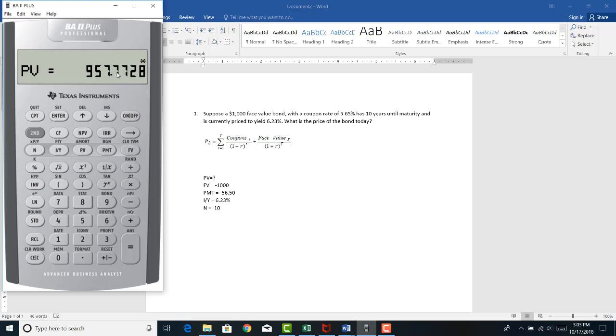$957.77, which is lower than $1,000, which suggests that when the firm came to the market saying, here's our bond, here's the coupon rate, and here's 10 years until maturity, the market said, listen, you're riskier than 5.65%, so we'll only buy this bond at a discount, or at a price less than $1,000.